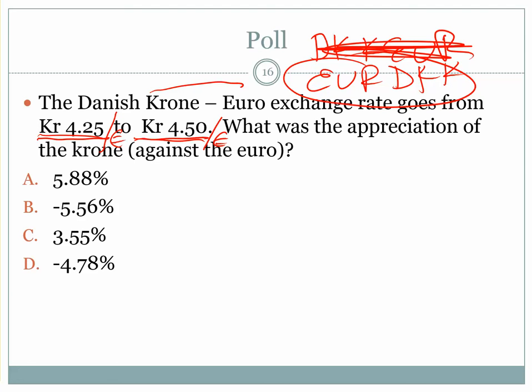So what we can do is calculate, well, what was the appreciation of, in this case, the euro? What was the appreciation of the crown? And it says against the euro because it's implied, right? If the exchange rate is crown per euro, and someone said, what was the appreciation of the crown? It must be against the euro. But sometimes I'll write that, against the euro. But I'm really looking at what happened to the price of the crown.